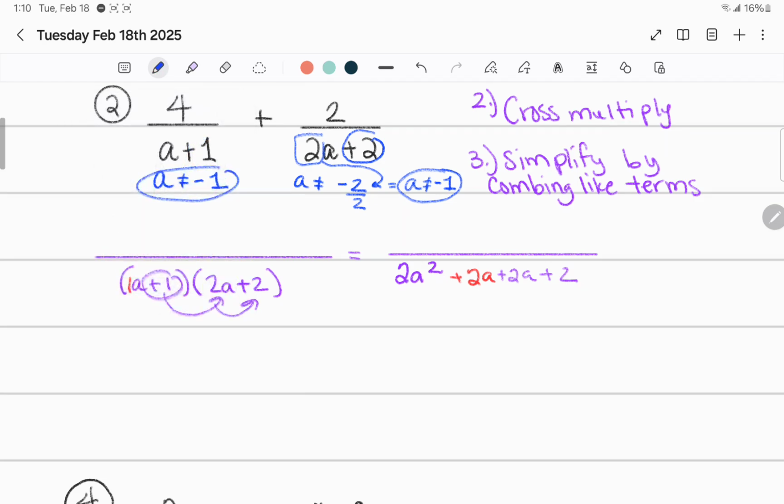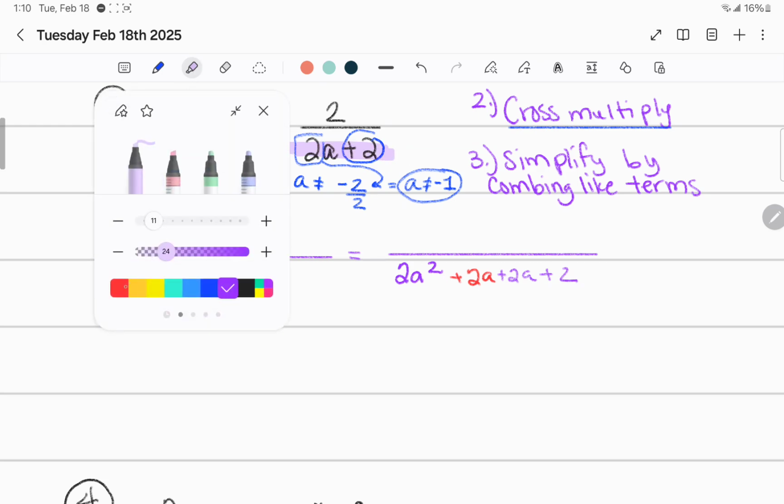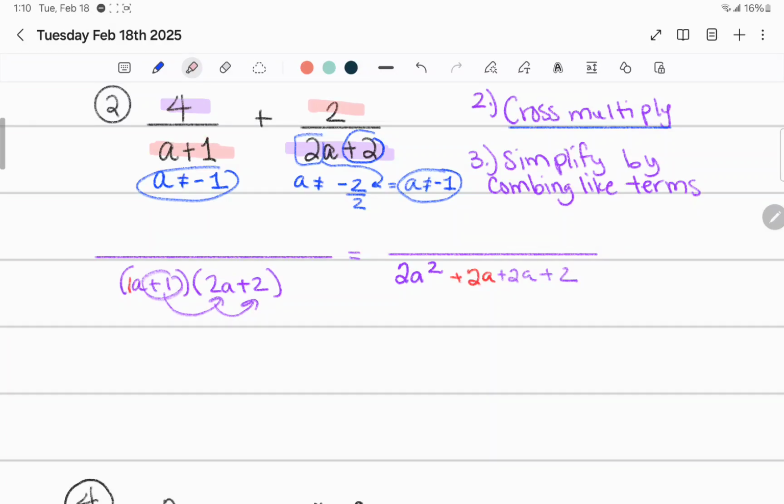So next, it says cross multiply. Cross multiply. So that means we're going to take this and multiply it here. And then we're going to take this and multiply it here. So again, we want to rewrite. So we have 4, 2a plus 2. And then we're going to put the plus sign in the middle. And then we have 2, which is this 2. And then a plus 1.